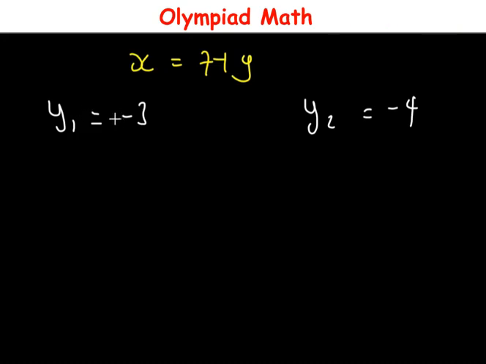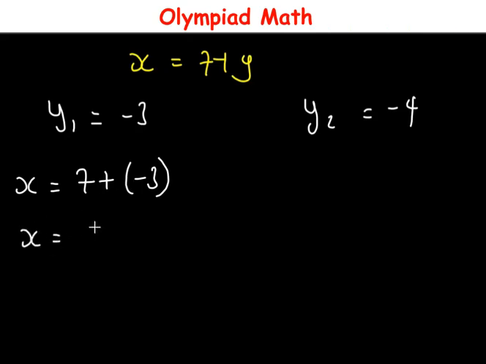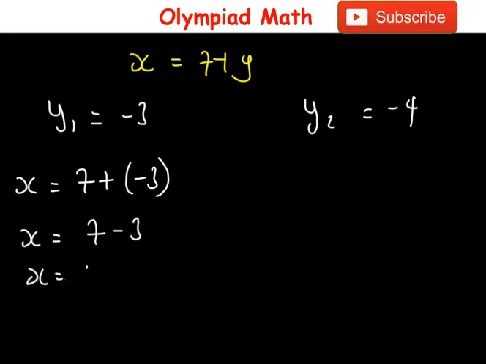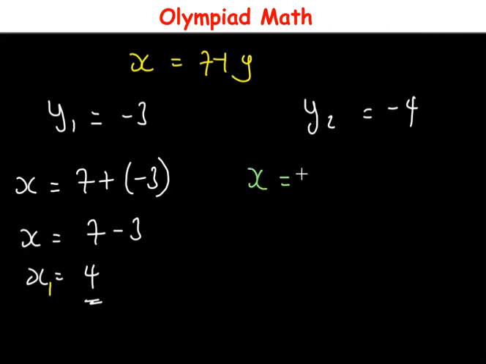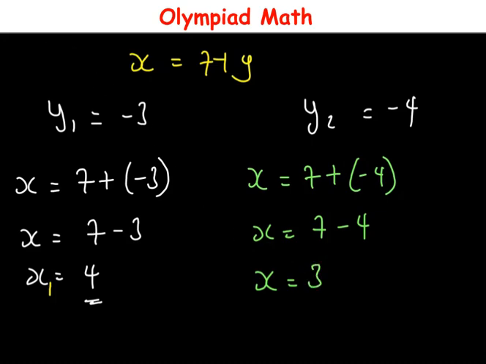So for y1 as minus 3, input this into the equation. x is then equal to 7 plus y, which is 7 plus minus 3. So x is equal to 7 minus 3, which is 4. So we have the first solution of x. Now for y2 equal to minus 4, input this value of y into the equation. x is equal to 7 plus y, which is 7 plus minus 4. x is then equal to 7 minus 4, which is 3. So we have the second solution for the value of x.